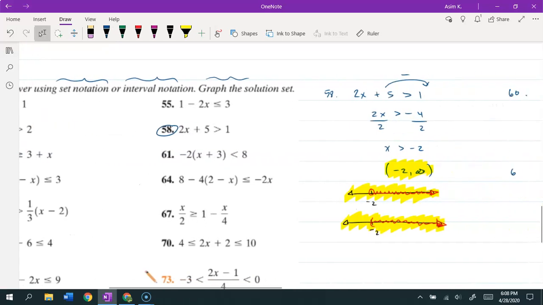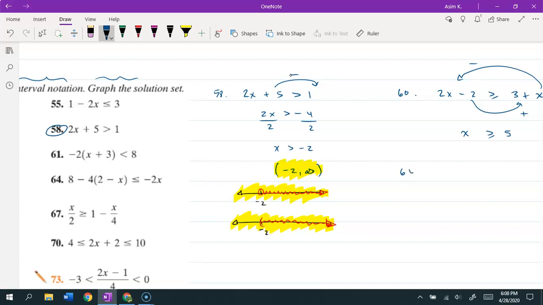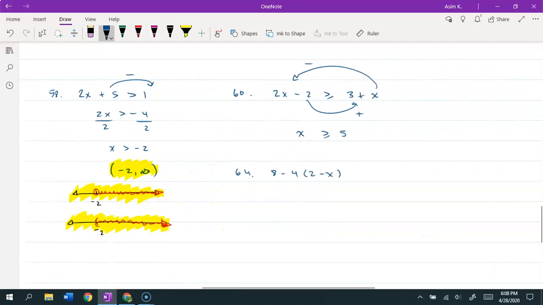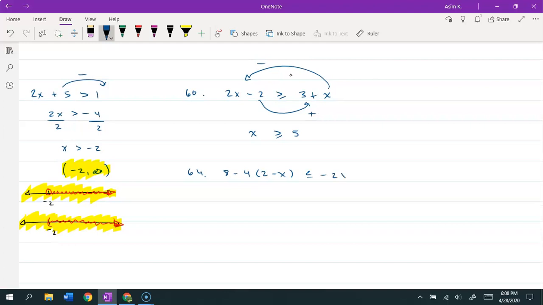We'll try number 64. Number 64 says that you've got 8 minus 4 multiplied by 2 minus x, and it's less than or equal to negative 2x. All right, so let's go ahead and solve this. Step number 1, you basically need to realize that you got to open up this parenthesis. So very similar to how we work with equations, really, okay? And so you end up with 8 minus 8 plus 4x. Notice how the negative 4 times the negative x gives you plus 4x is less than or equal to negative 2x.